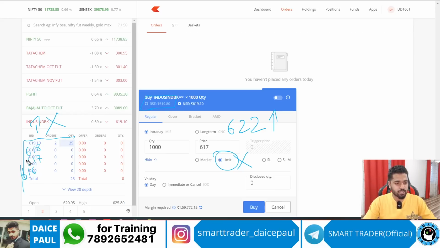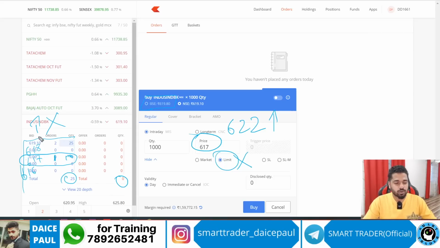Within that, you can set a price. I have put around what price? 617, I am planning to buy. So let's say on 617, here orders will show like one order. How many shares? 1000 shares are pending over here. It will show, unless it's triggered, it will be pending over here. That's the reason you see the total number of limit orders over here.